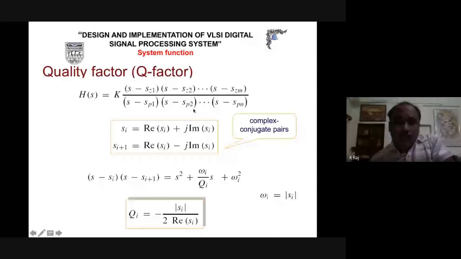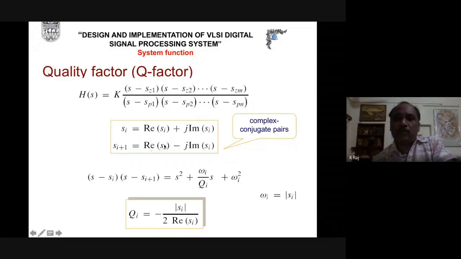Now, if we are interested in representing this in terms of Q, then any si, that is any root, will be represented in the form of real and imaginary parts. So its complex conjugate will be the next root. Now if we multiply the two roots, the root and its related complex conjugate, that will be represented as s square plus omega i, where omega i is related to the ith root and its complex conjugate, divided by Qi multiplied by s, plus omega i square.